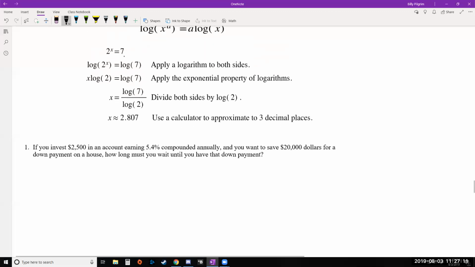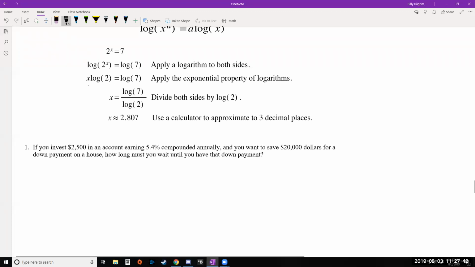So let me just show you a quick example of how we do this. 2 to the x equals 7 is our equation. We want to get the x out of the exponent position, so we apply a logarithm to both sides. Remember, this is the backbone of algebra: whatever you do to one side, you do to the other. So we apply the logarithm to both sides, and on this side, we have log of 2 to the x. This is where we use the exponent property. We extract the x out of the exponent position, and we get x times the logarithm of 2.